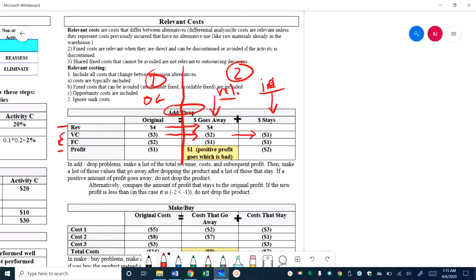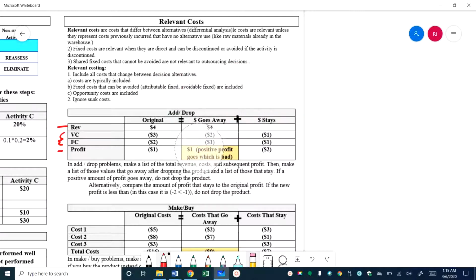And one thing to note too is that the sum of these 2 columns will equal the original column in all examples. Now, the fixed costs in this example were $2. So $1 would go away and $1 would stay.